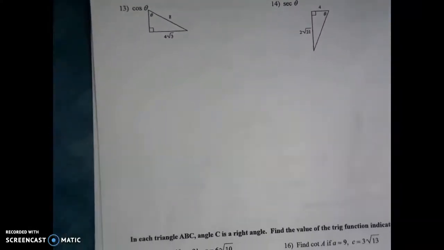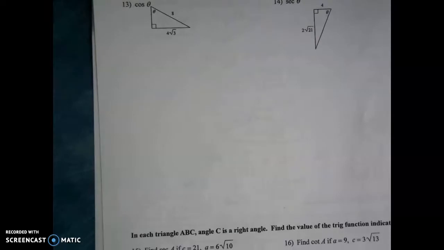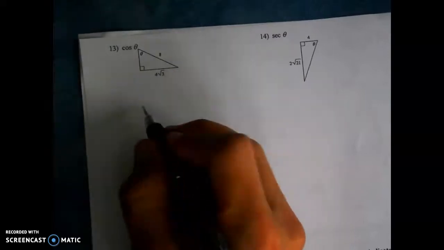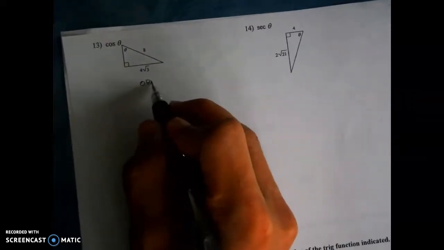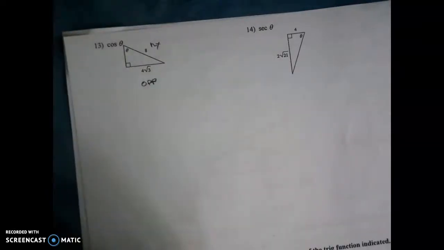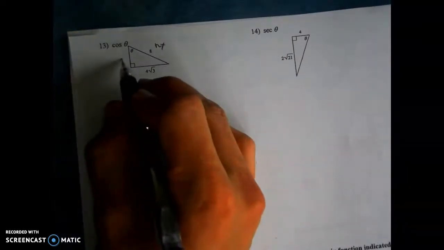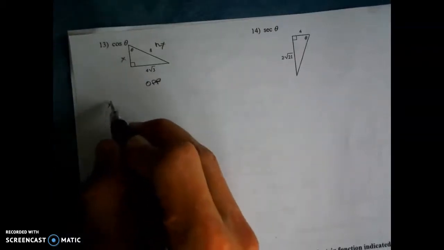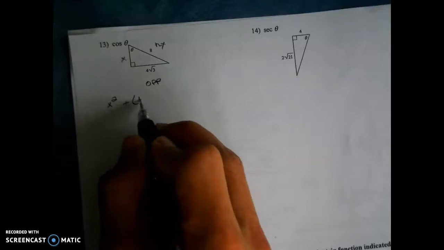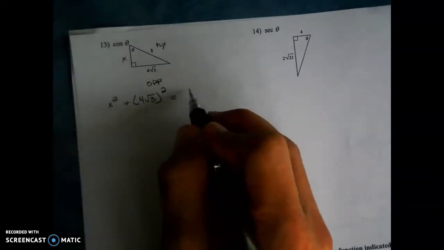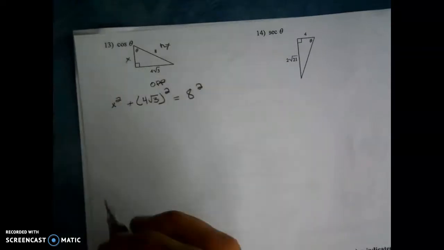So number 13. For number 13, we're asked to find the cosine of theta in this triangle. Well, if theta's here, this is our opposite. This is our hypotenuse. To find the cosine, we need that adjacent side, though, so we need to solve for this right here. So we'll have x squared plus 4 times the square root of 3 squared is equal to 8 squared.